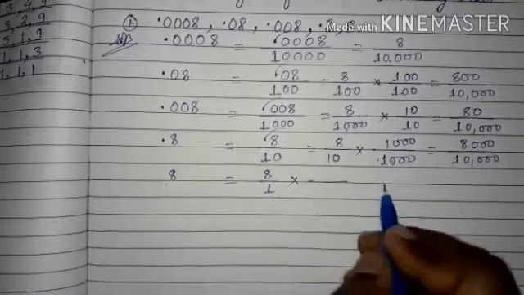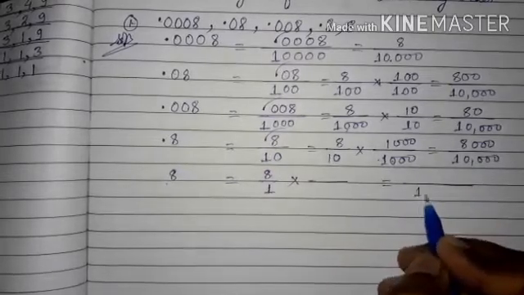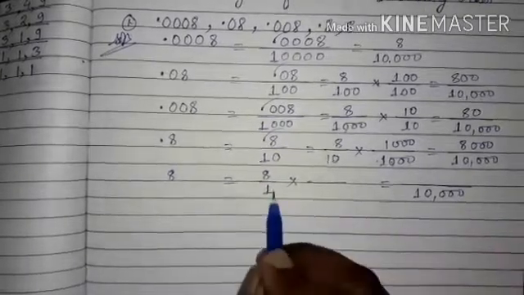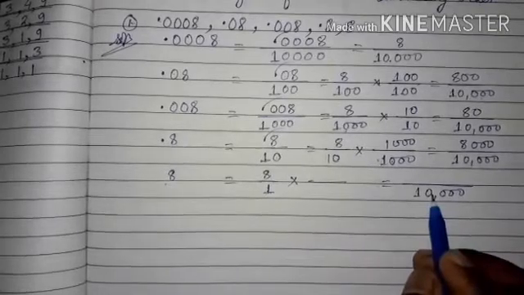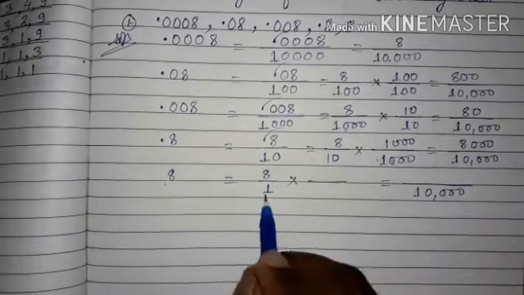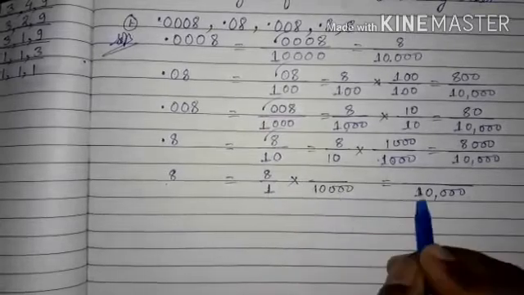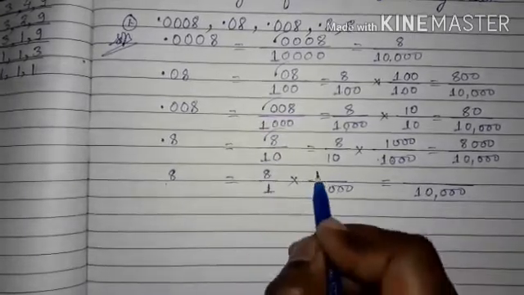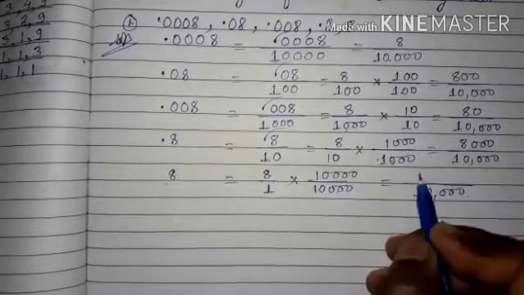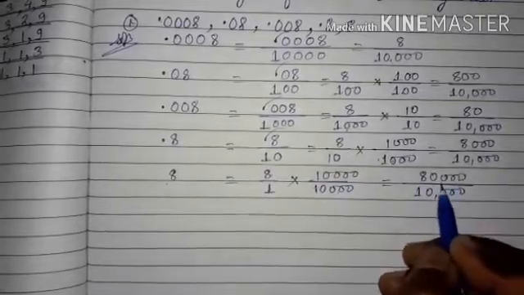1 multiplied by which number so that we can get 10,000? By which number will we multiply 1 so we get 10,000? So 1 multiplied by 10,000, we get 10,000. So 8 multiplied by 10,000, we get 80,000.